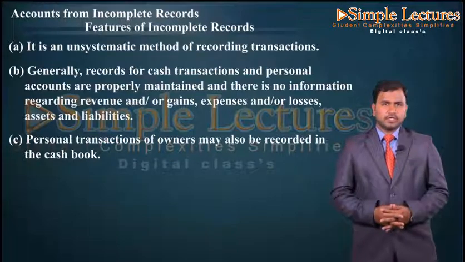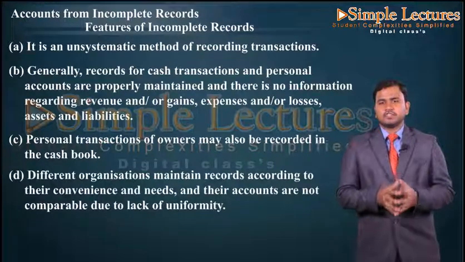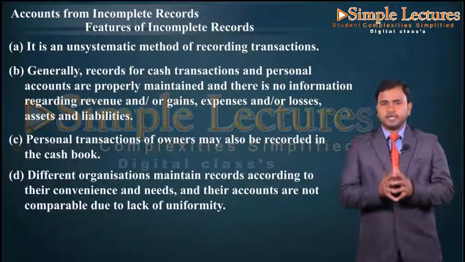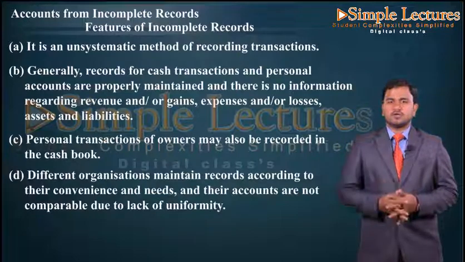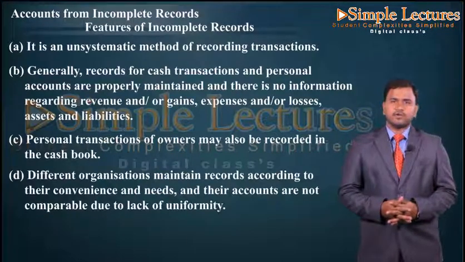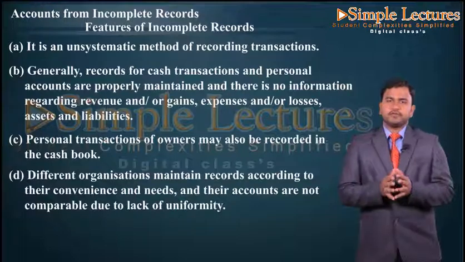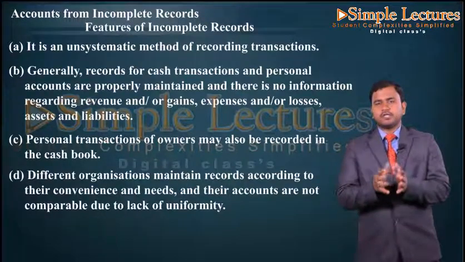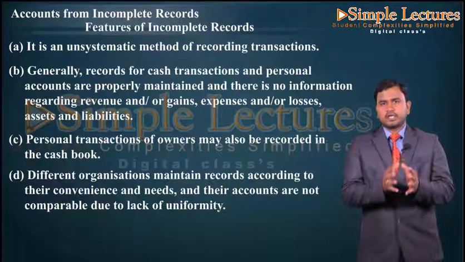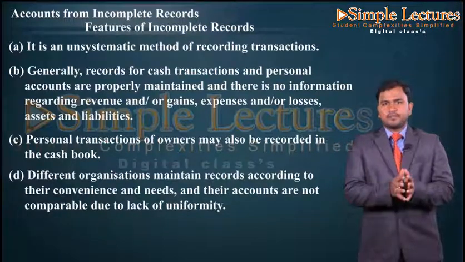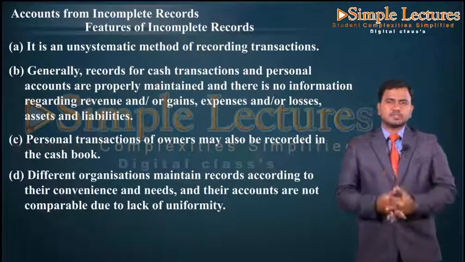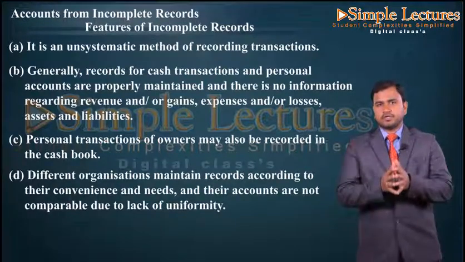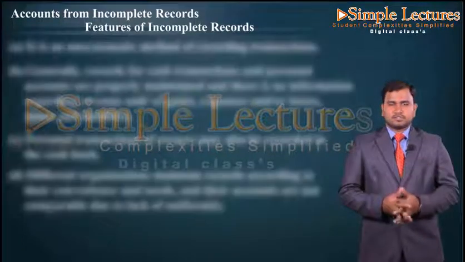The next feature is that different organizations maintain records according to their convenience and needs, and their accounts are not comparable due to lack of uniformity. When different organizations are following different accounting systems according to their convenience, we cannot compare the accounts of one organization with another organization. Again, it is an unsystematic method of accounting records.